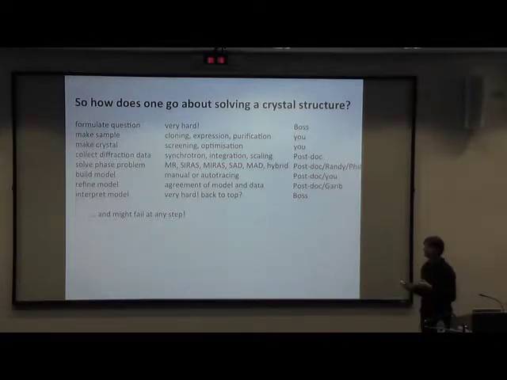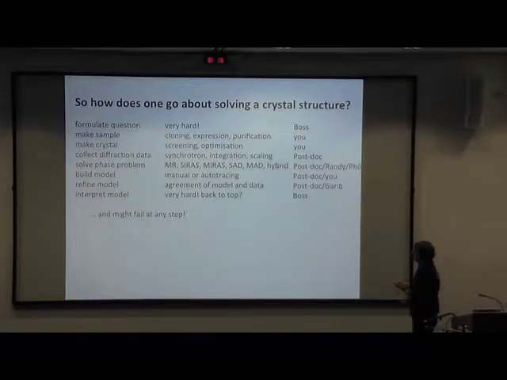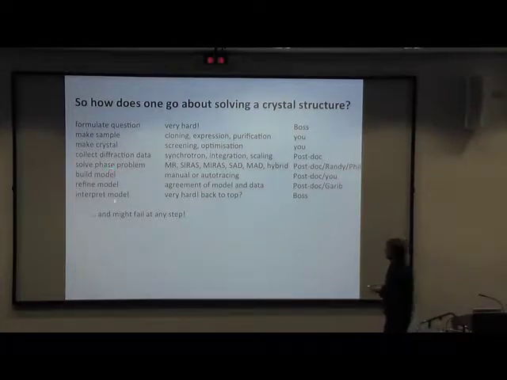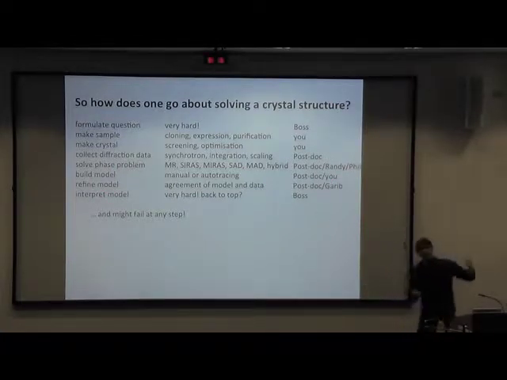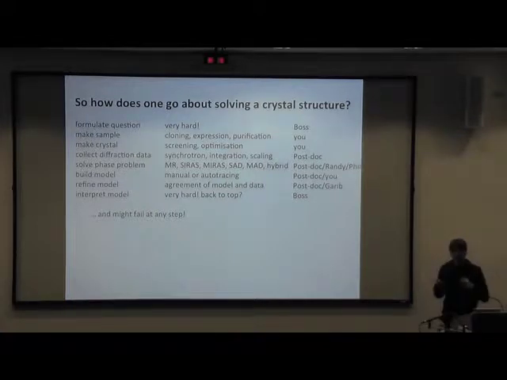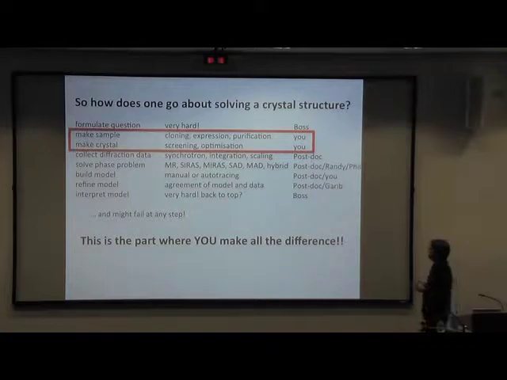And if he or she can't do it, then you probably just call Randy Read or Phil Evans and say, I got a really difficult problem, can you help me? Again, then the model building and refining the model, that's mostly the postdoc, and if it doesn't work, you talk to Garib. And then finally you come to the end, and because you don't have all the knowledge, it's probably going to be the boss that interprets the model. So this is the part that you're going to make the biggest difference in the project.